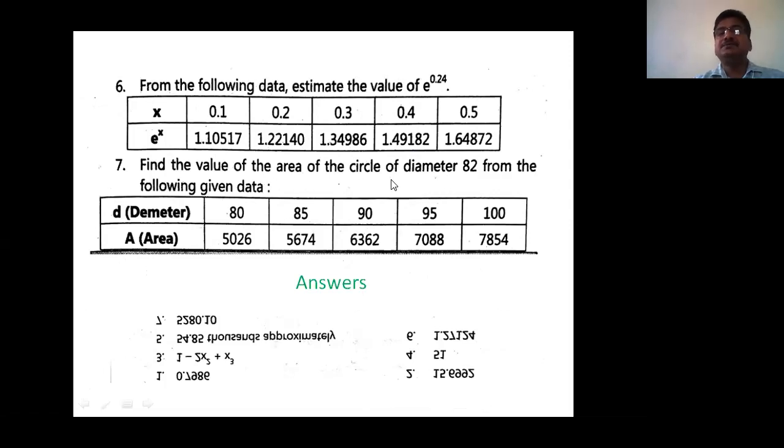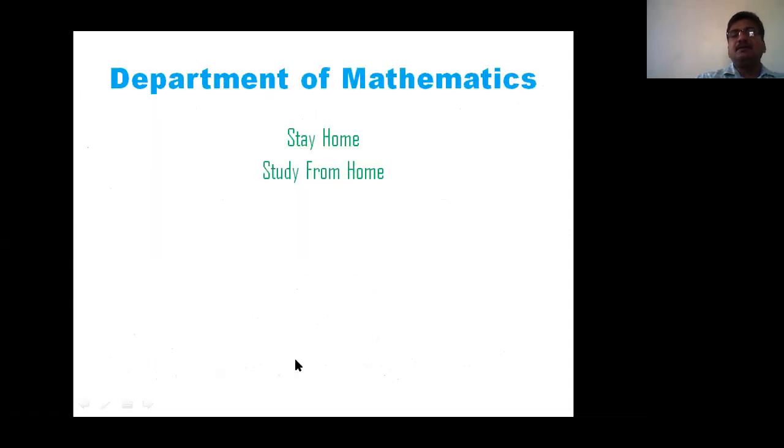This is the area of a circle of diameter 82. We have to find the area of a circle of diameter 82 from the following data. We are given the first row as diameter and the second as area. The first row becomes the first column in the forward difference table. The second row is the values of fx. So these are the values of x, and these are the values of y or fx. Then prepare the table and solve the problems.